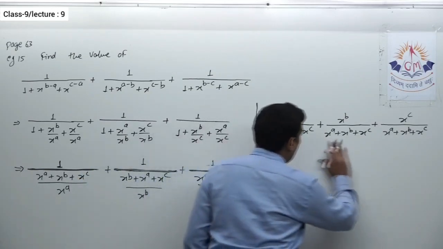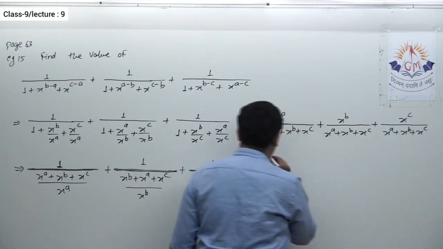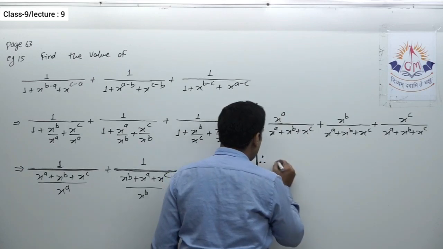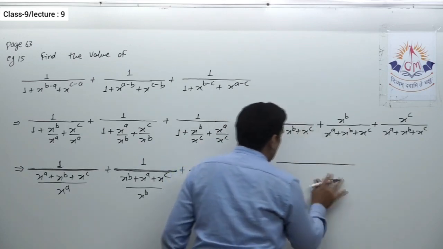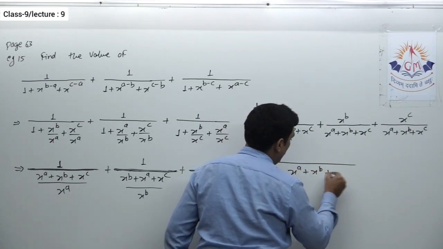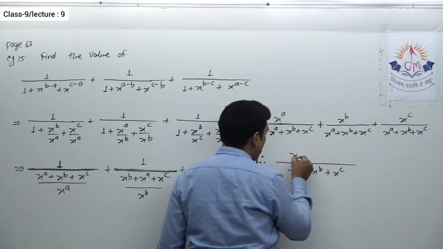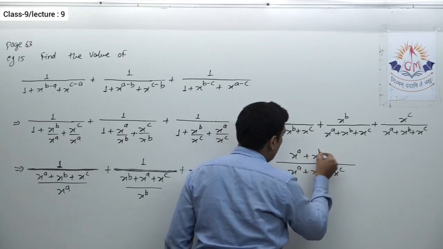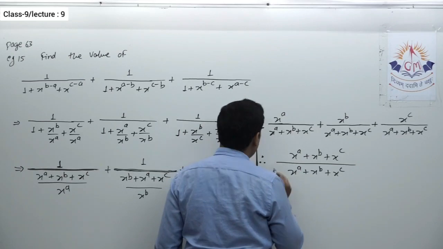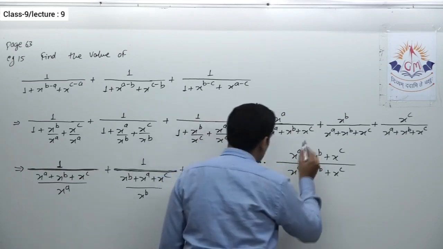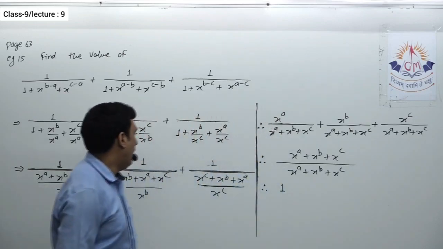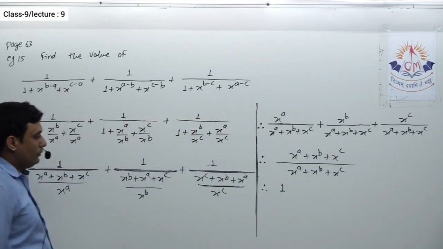Now again here you can see these three denominators are same. So when the denominators are same, it is always easy to add the fraction. So here I do write x raised to a plus x raised to b plus x raised to c, and over here again I will get the same thing. Okay, now you can see the numerators and denominators are same, so this will cancel out and finally I will get 1. So this is my final answer. So please note it down.